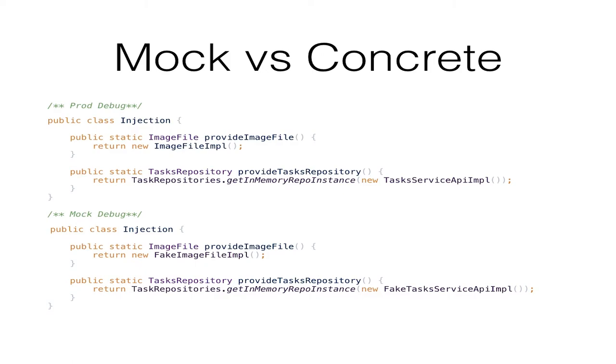The way Android Studio works with the build variants is when you change it, it actually looks in the directories, and if you have the same class name, so this is inject.java on both of these, on mock debug it'll load that one, and on regular prod debug it'll load that one. Just changing which file is loaded.